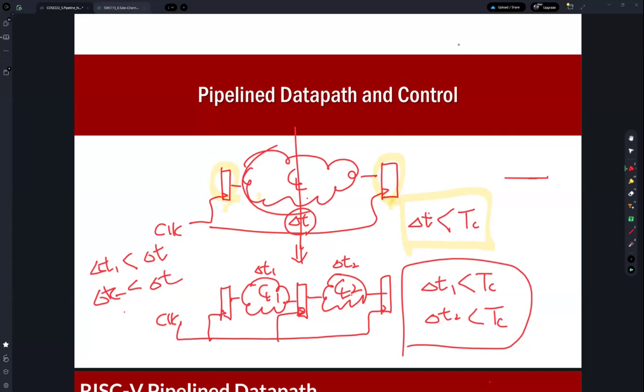But what can you observe? By inserting D flip-flops in the combinational logic components, we can reduce the clock period, right? Because delta T1 is smaller than the delta T. We can apply the same approach for the pipelining design. Then how?